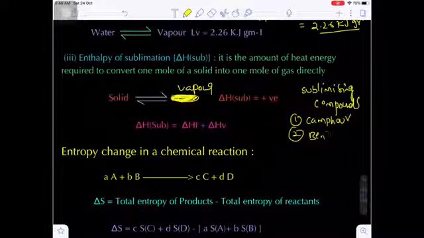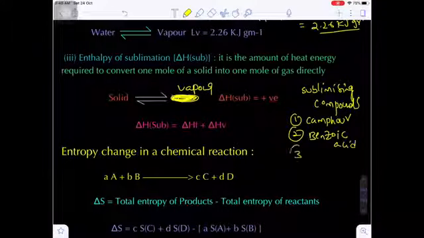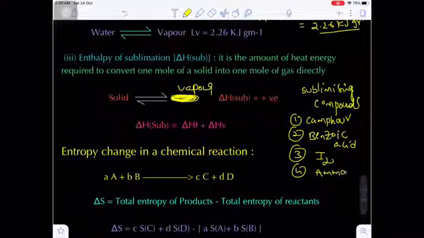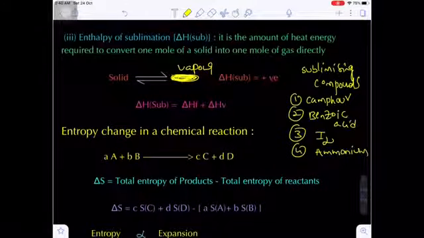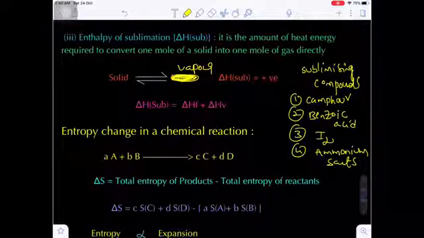Number 2, benzoic acid. Number 3, iodine. Number 4, ammonium salts. These are the general examples for the sublimating compounds.